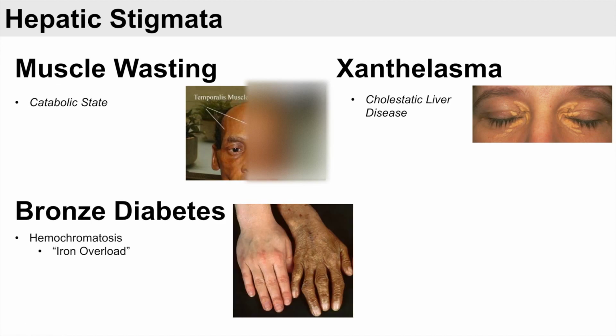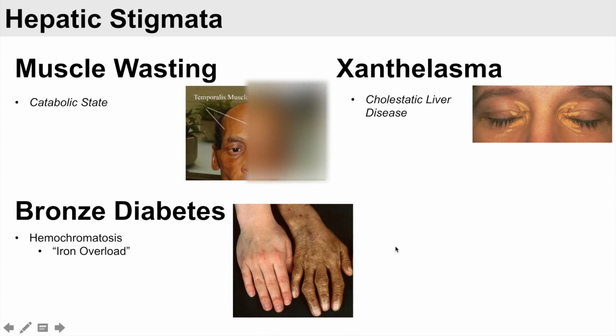Another one is bronze diabetes. Now, we call this bronze diabetes because of the discoloration in the skin. You can see here in this image that there is quite a difference in the coloration of the skin in these patients.